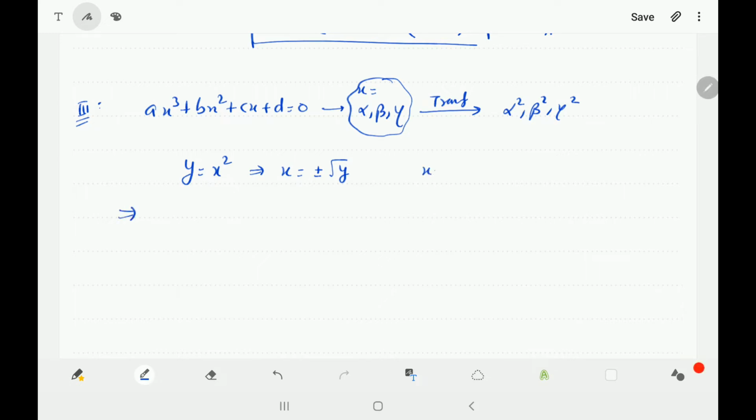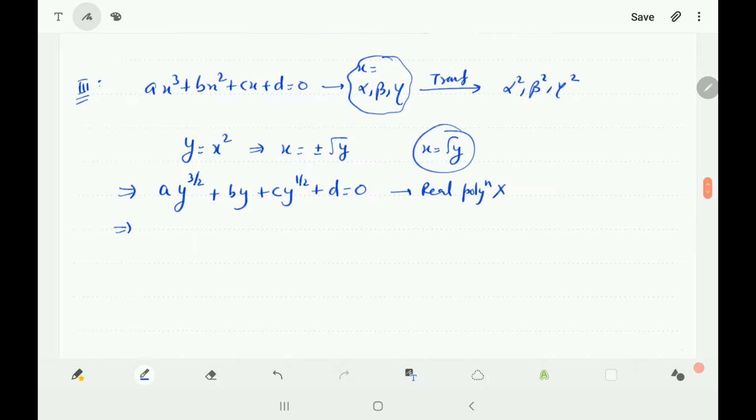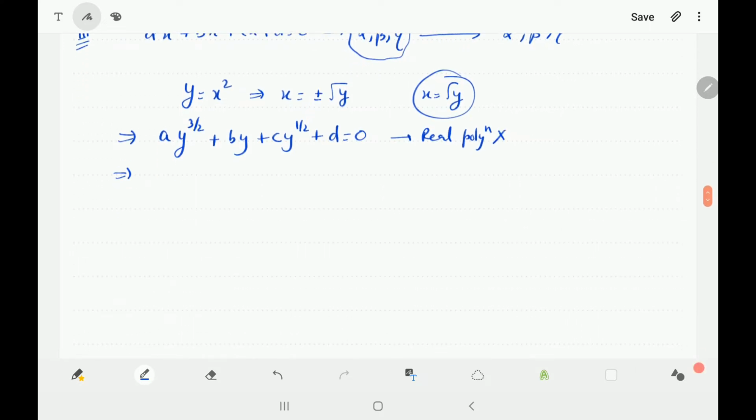So I'll just take x as root y. If you put it in the equation, the transformed equation will be ay raised to the power 3 by 2 plus by plus cy raised to the power half plus d is equal to 0. Okay, now this is not a real polynomial equation. So what you need to do is remove the radical signs. So I'll write ay plus c into y raised to the power half is equal to minus of (by plus d).